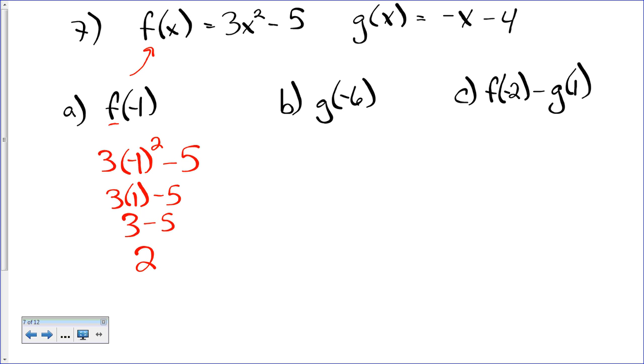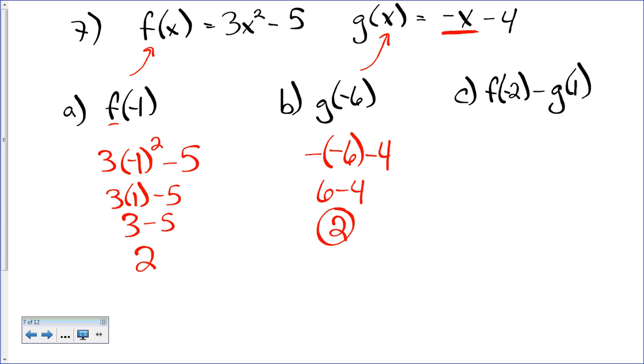The second one is g of negative 6. That means we're going to plug it into here. A distinction to make is that this negative x is basically saying the opposite of x. So it's the opposite of negative 6, minus 4. The opposite of negative 6 is positive 6, minus 4, which is equal to 2.